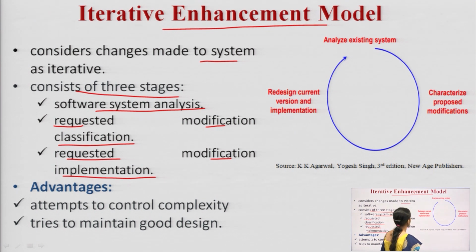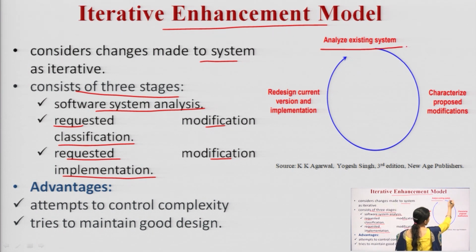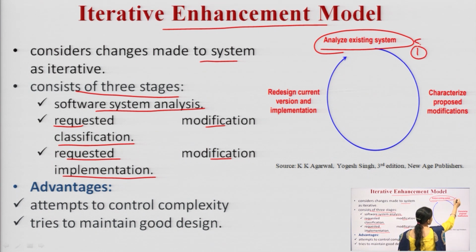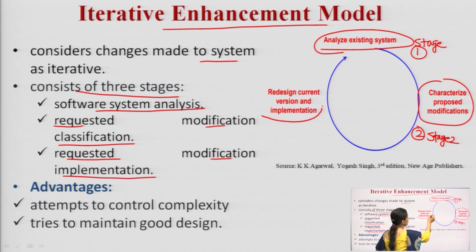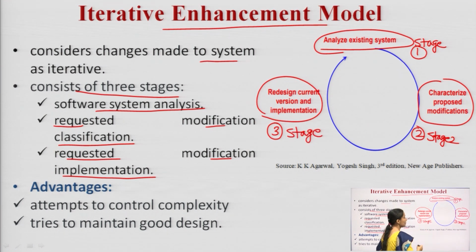So, the first is we are analyzing our existing system. This is my phase 1, stage 1 of the iterative enhancement model. Then we propose some modifications, that is my stage 2. So, after analyzing and suggesting the proposed modifications, we are moving on to the third stage, that is, redesign the current version and do the implementation as per the changes suggested in the second phase.